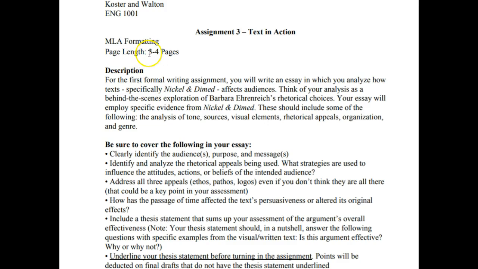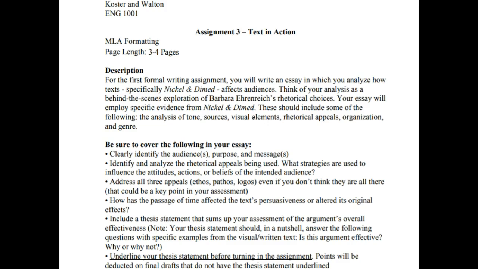Then you're going to want to make sure that you have 3 to 4 pages as your length for this paper. And when we say 3 pages, we mean all the way to the bottom of the 3rd page, not just half of a 3rd page. It's 2.5 pages. So make sure you have at least 3 pages for this assignment.